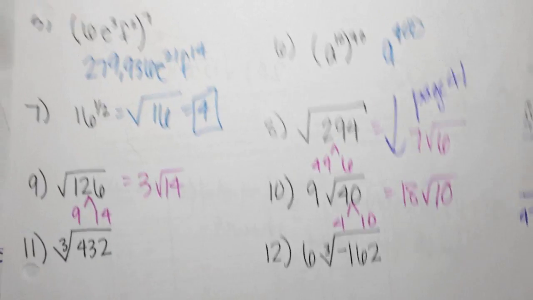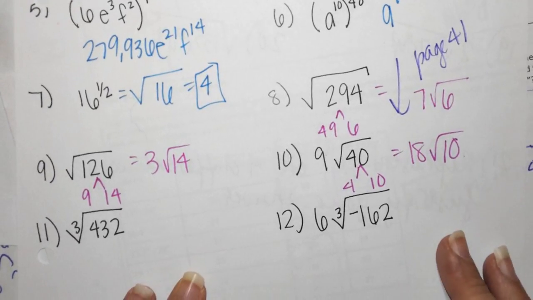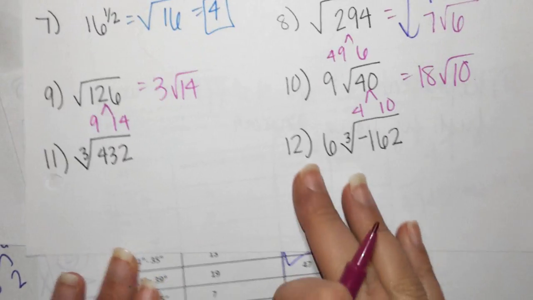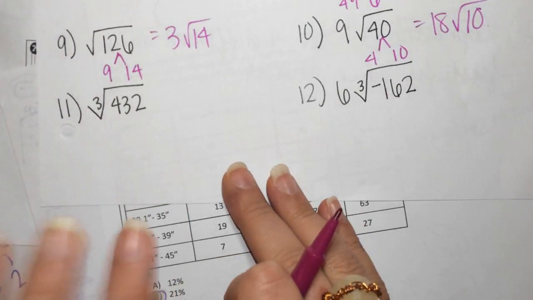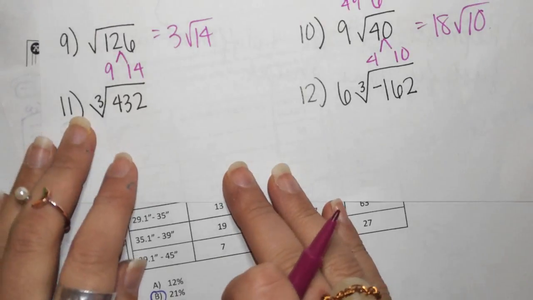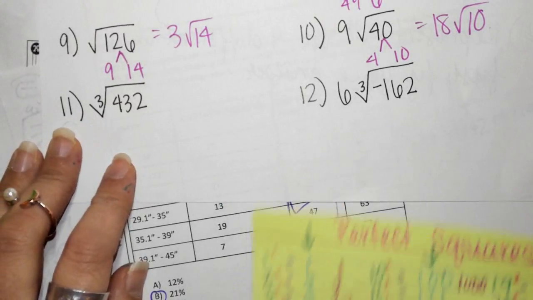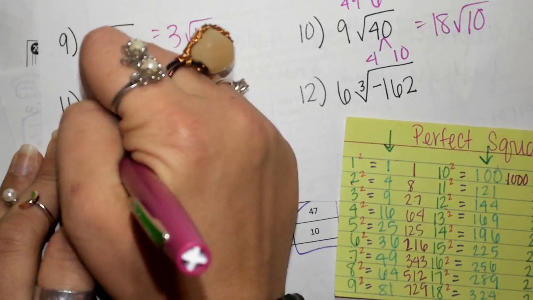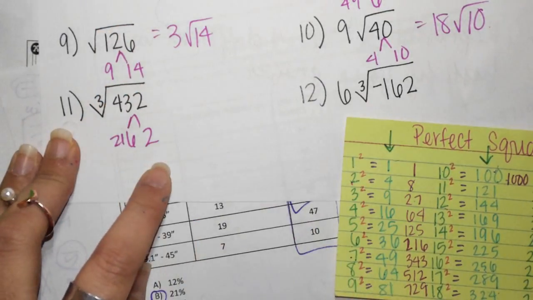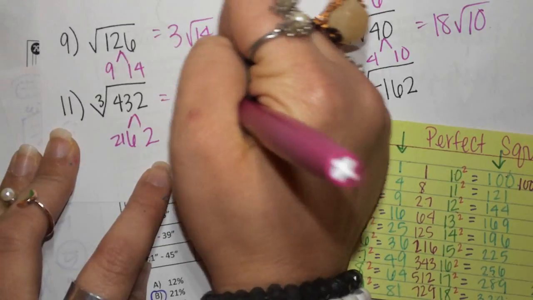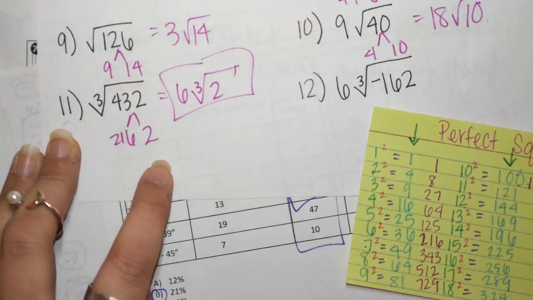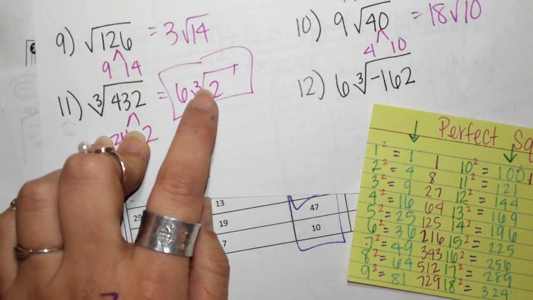Alright, any questions on 8, 9, or 10 before we go any further into cube roots? Alright, number 11. Are we going to use our square roots or cube roots? Cubes. What's the biggest perfect cube that goes into 432? 216 times 2. And that gives you 6 cubed root 2. Please make sure in your answer that you have the cube right here.